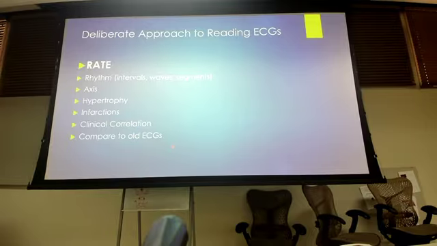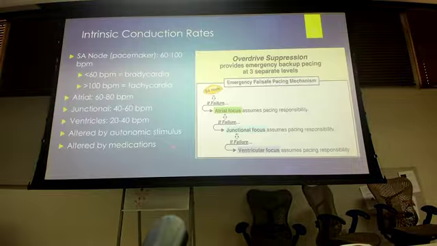Every time you read an EKG, you've got to read it the same way. So you must have a deliberate approach to reading these ECGs. This is the same approach that I was taught 30 years ago, and it's the same thing that's in Dubin's and Garcia. So: rate, rhythm, axis, hypertrophy, infarct, then clinical correlation with your patient, and comparison with old ECGs as well. We know that in a normal functioning heart, the SA node is our primary pacemaker, and it's going to pace the heart at a rate of 60 to 100.